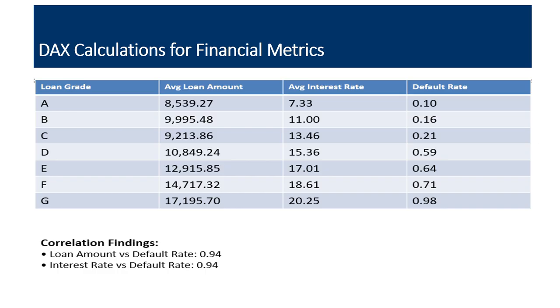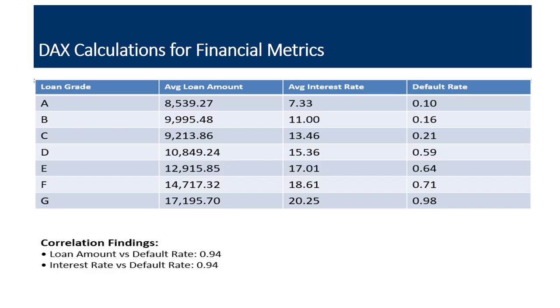First of all, risk calculation for financial metrics. Here we can learn grades A, B, C, D, E, F, G. There are seven grades. Average loan amount is 8539 for grade A. Average interest rate is 7.33 and default rate is 0.10.